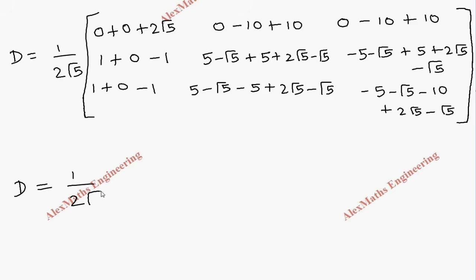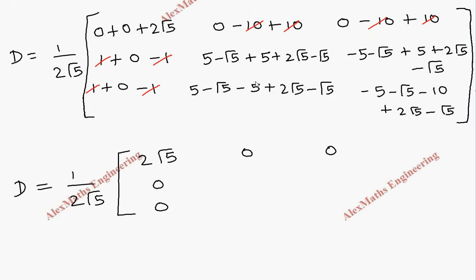1 by 2 root 5 is outside. First element is 2 root 5. Here we can cancel minus 10 plus 10 0, minus 10 plus 10 0, then plus 1 minus 1 0, and plus 1 minus 1 0. So we get 0, 0, and here also 0.